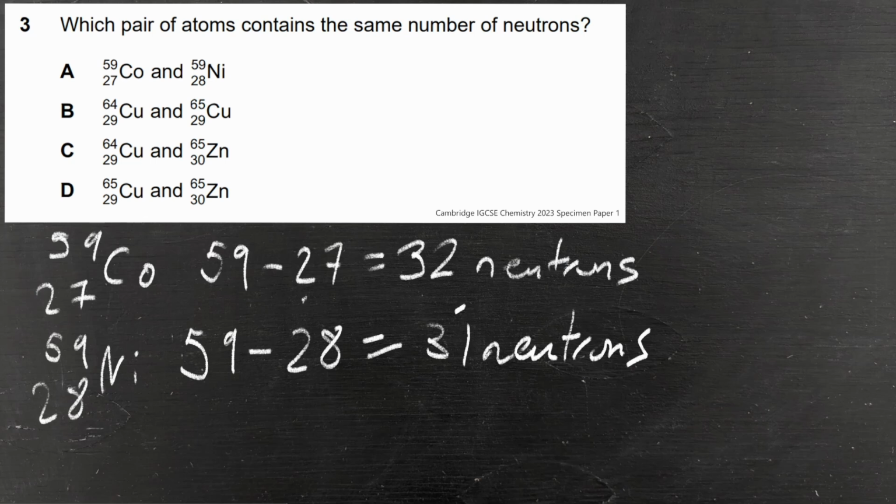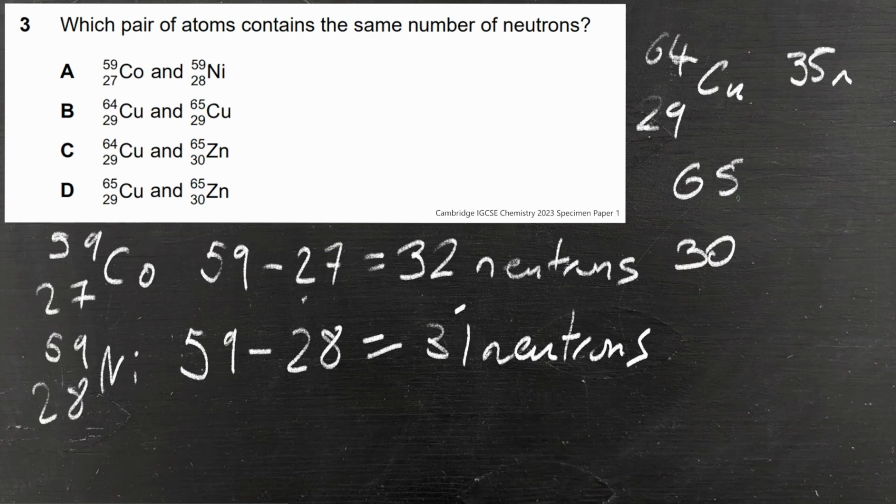Let's jump down to option C. In this case, we've got 64 and 29 for copper. So 64 minus 29 is 35 neutrons. For zinc, we've got 65 as the atomic mass number, 30 as the atomic number. We said that it was zinc. 65 minus 30, so there are 35 neutrons. This means that C here is the correct answer.